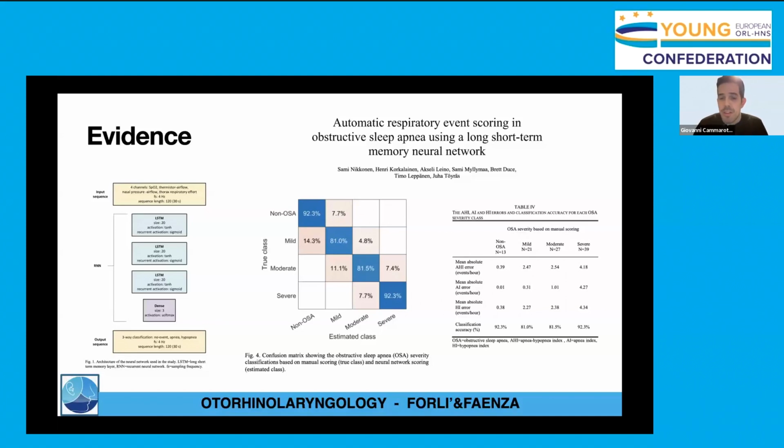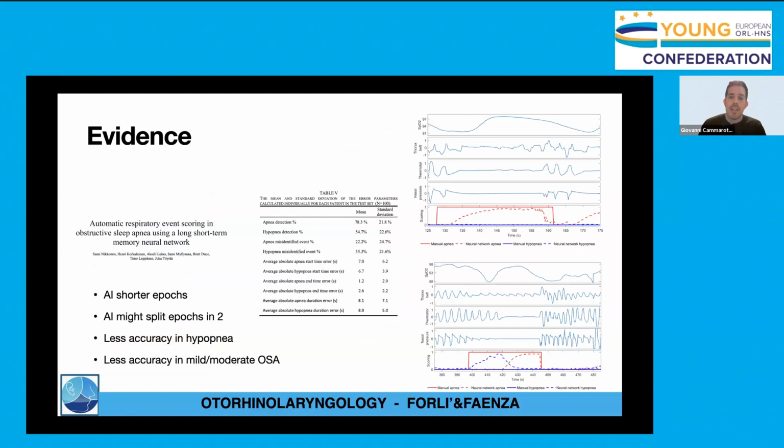As you know, mild OSA is between 5 and 15, moderate is from 15 to 30. Instead, we have a larger interval when we talk about severe apnea, from 30 to as high as we want. So there is a difference in the accuracy, and also the capacity of detecting hypopnea was lower in comparison with apnea, because the signal is more complex to interpret, and this kind of model proved to score shorter events, short epochs, in comparison with manual scoring.